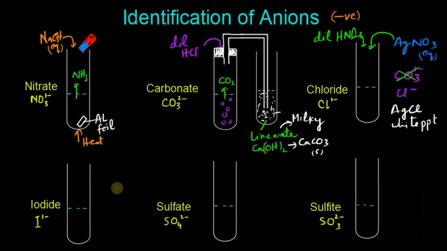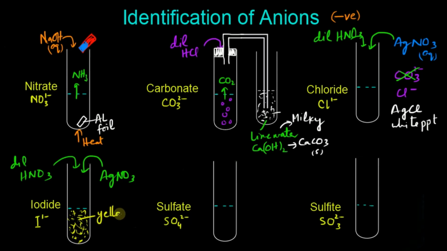Now let's move to the iodide ions. For the iodide ion, the same silver nitrate is used, and first of all we will do the same thing: we will add dilute nitric acid to destroy any carbonates, and then we will add silver nitrate aqueous, and in this case we will get a yellow precipitate. Remember, precipitates are something that is insoluble in water, a solid produced, so we will get a yellow precipitate of silver iodide over here.